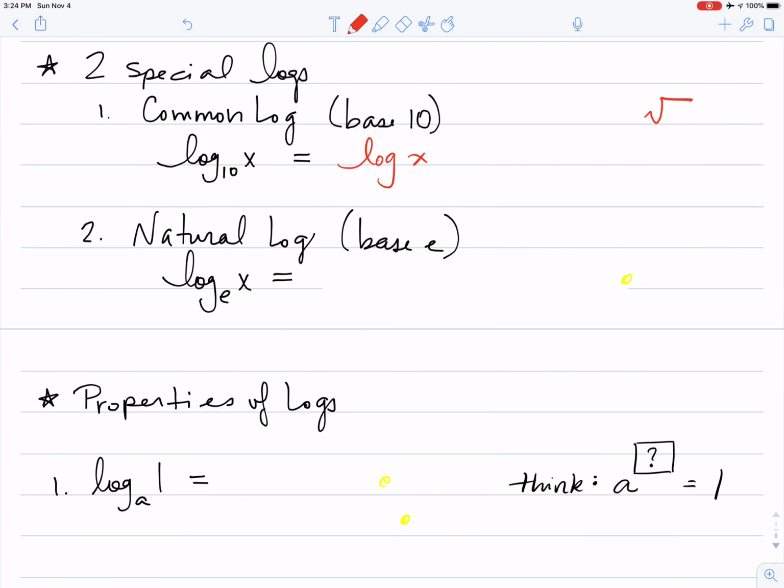The second special logarithm that you're going to run into is the natural logarithm. And you'll notice here that I've written this log base e of x. We've run into that number e earlier in this chapter. And again, this is not the way to write the natural log. The way that we write the natural log is ln of x. So anytime you see ln, your brain should think this is a log base e. So those are the two special logs, the common logarithm and the natural logarithm.